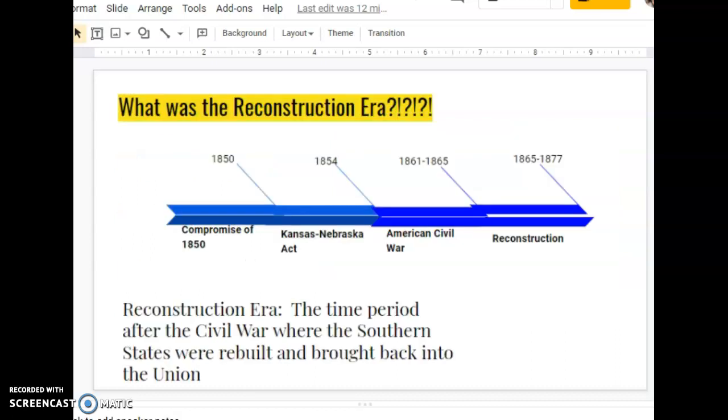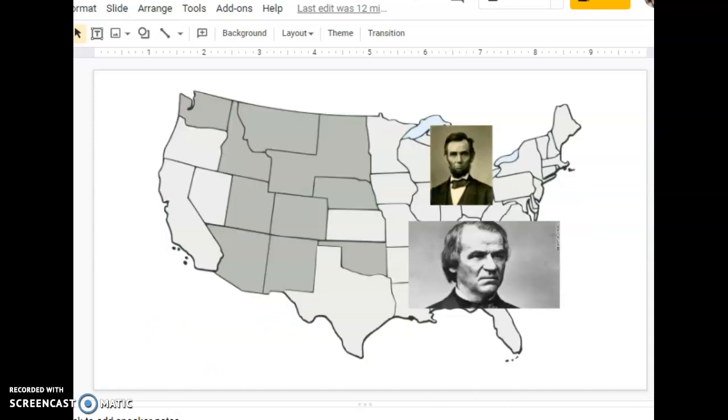So let's get started. Remember, we're talking about the Reconstruction era, which is the time after the Civil War when we brought the South back in. We have 4 million new people that we need to incorporate in society and the economy and kind of what that looks like. Right at the end of the Civil War, Lincoln gets elected again.